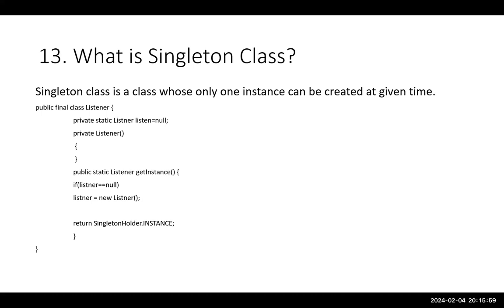And what is a singleton class? Again a very popular and tricky question. A singleton class is a class of which only one instance can be created at a given time. This is the definition which I wrote here in this example, Listener. Check the example. In this way, you can create only a single instance at one time. You can see in the static method getInstance, if listener is null, then it will create a new object. Otherwise, it will return the same instance.